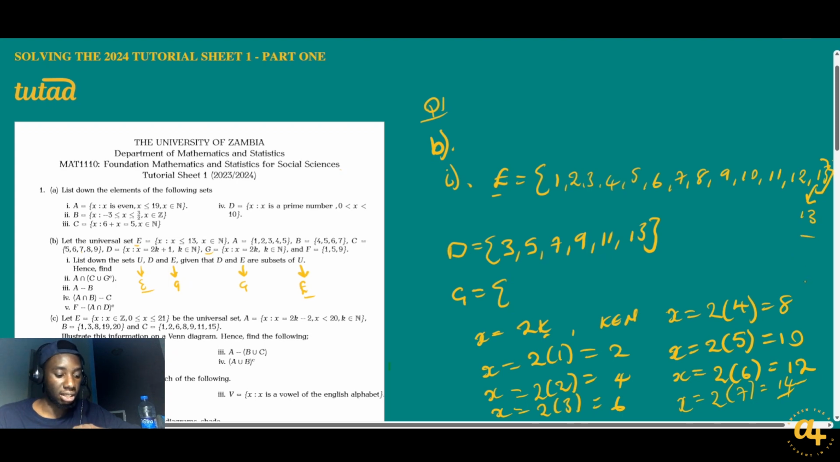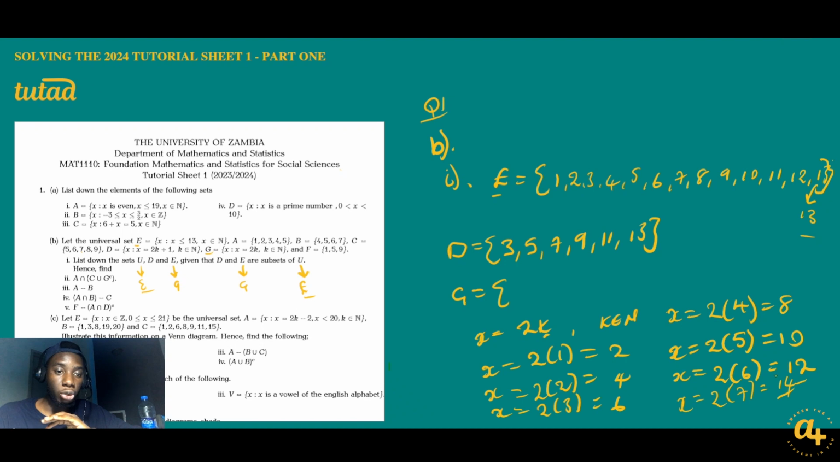Therefore this just goes out of the boundary that we've been given, because the condition that we have here is that G is a subset of E. We are only going to end up to 12, so 12 is going to be our last element. So let's list down the elements in the set G in a proper manner. We're going to start with 2, 4, 6, 8, 10, and finally 12.